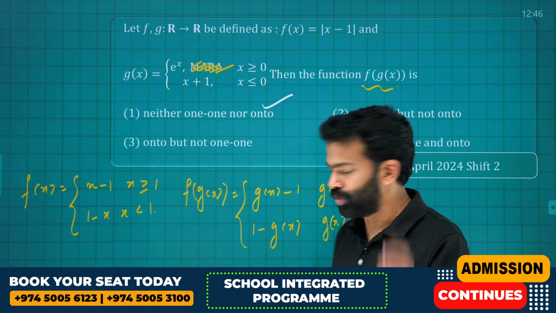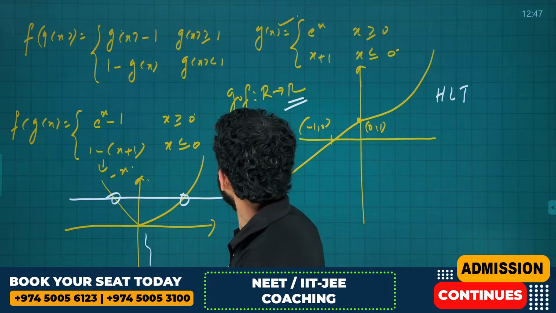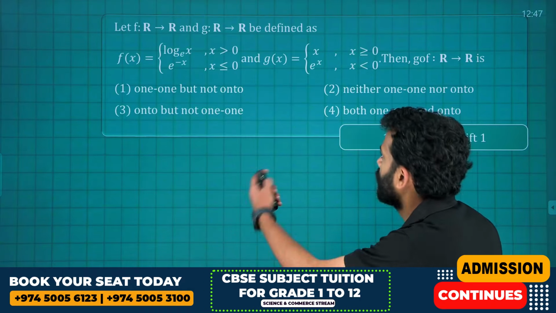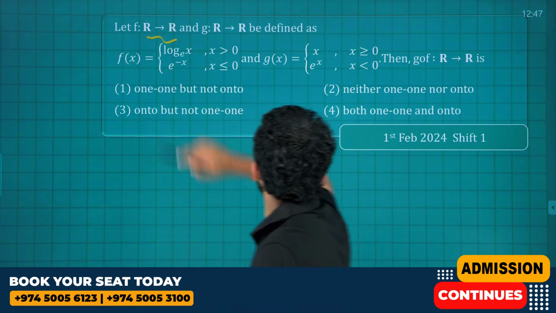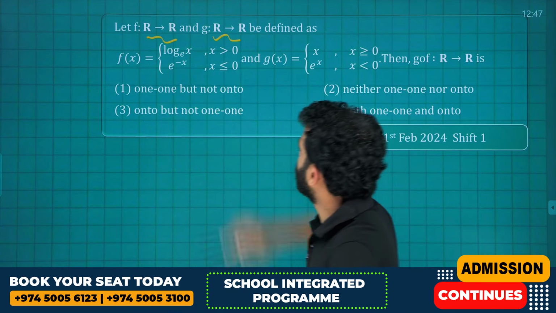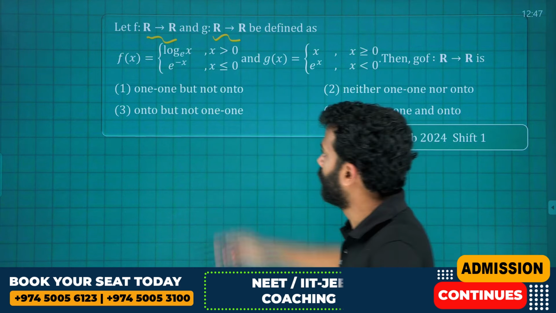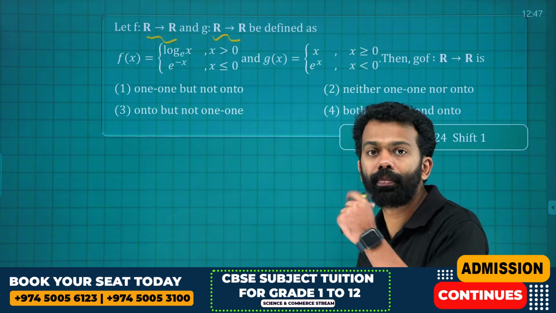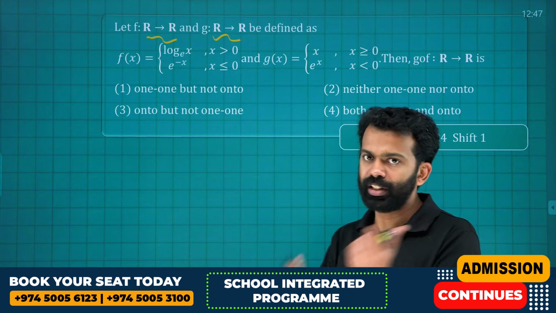Okay, next one. Similar question is back again. F is defined from real numbers to real numbers. G is defined from real numbers to real numbers. Both the functions are given. F of x and g of x are given. These types of functions are called piecewise functions. When a function has multiple cases in its domain, those types of functions are called piecewise functions.